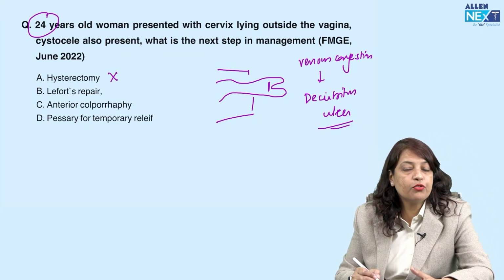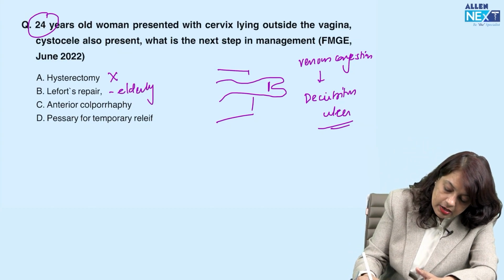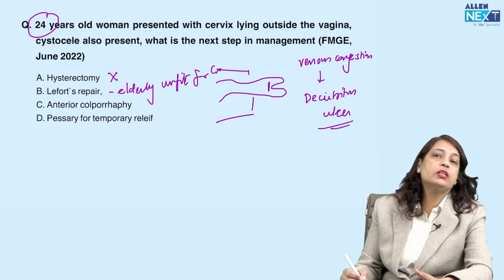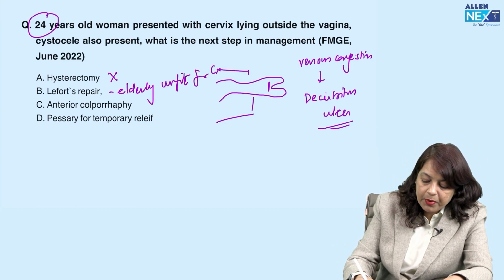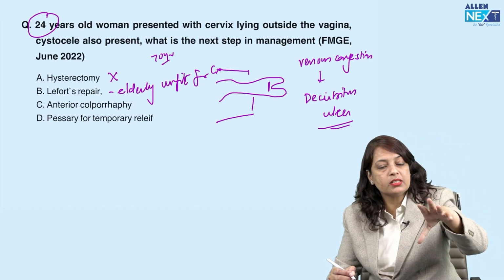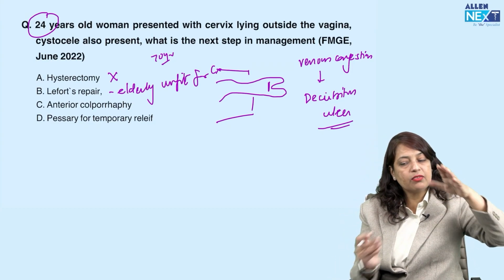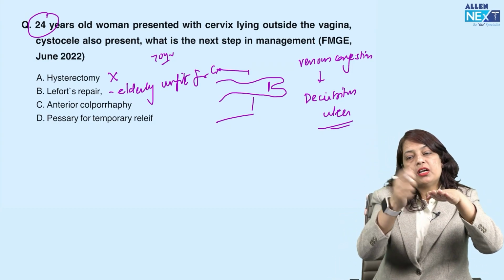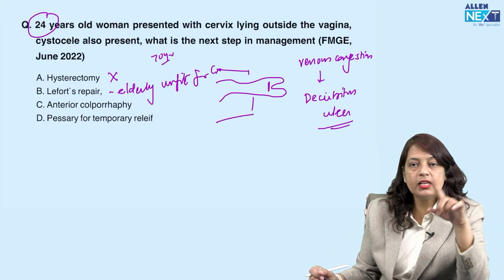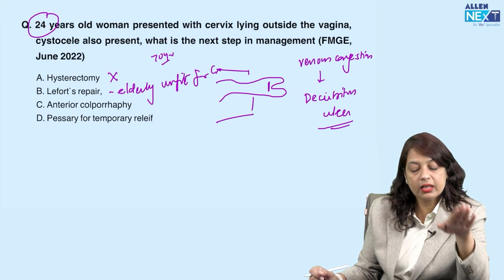Now, what is Le Fort's repair? Le Fort's repair is done in elderly patients who are unfit for surgery. Say, age of the patient is 70 years or 80 years and there is a genital prolapse. So what is done is the cervix is reduced inside the vagina and anterior and posterior vaginal wall is stitched. But always do DNC and pap smear first to rule out any possibility of genital tract cancer.